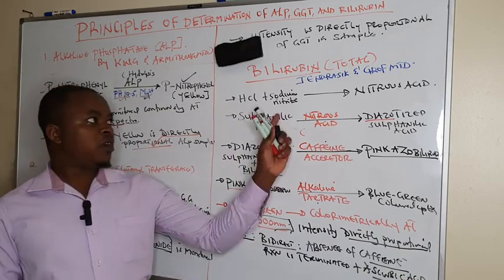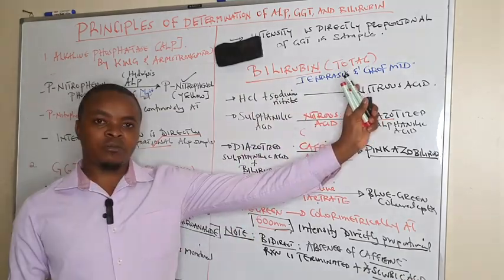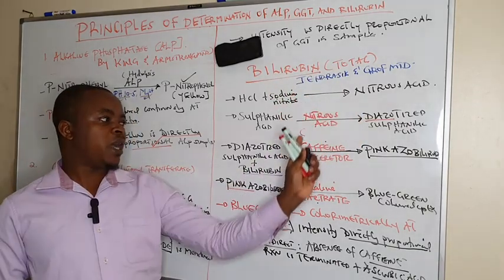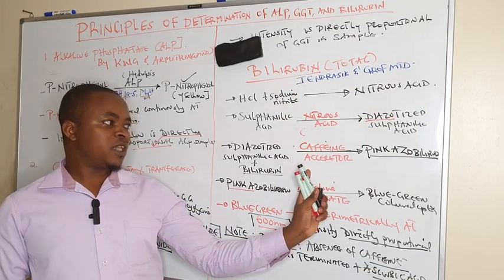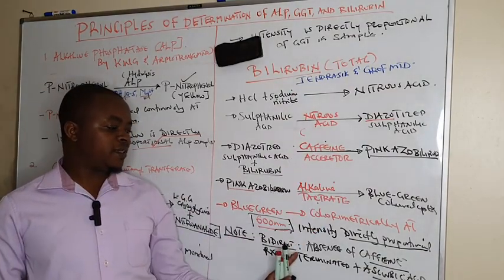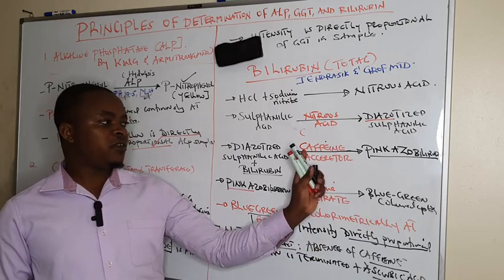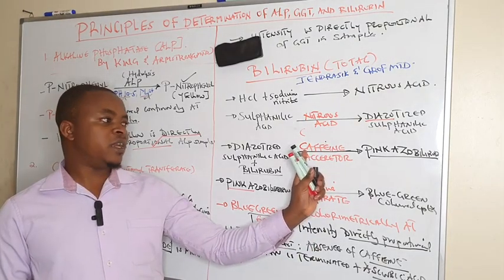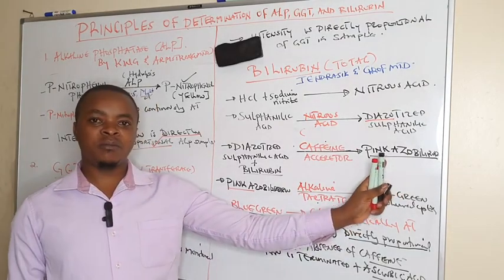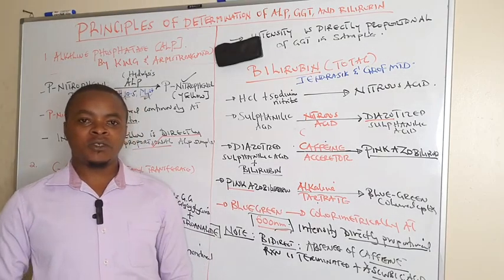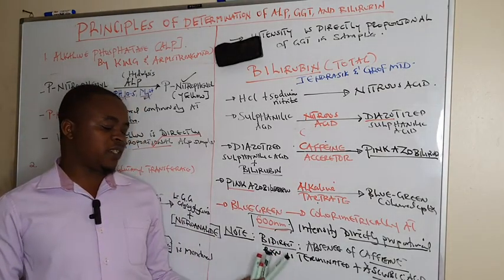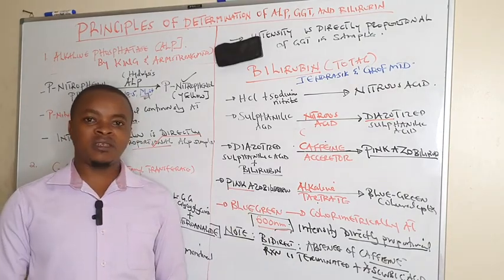So if you are interested in total bilirubin, both direct and indirect, here we are adding caffeine even to convert the indirect bilirubin. But if we are interested only in direct, we don't add caffeine as an accelerator, and then the reaction at a specific time is terminated by adding ascorbic acid. So this is what you have to master in case they ask you the principle of direct bilirubin.